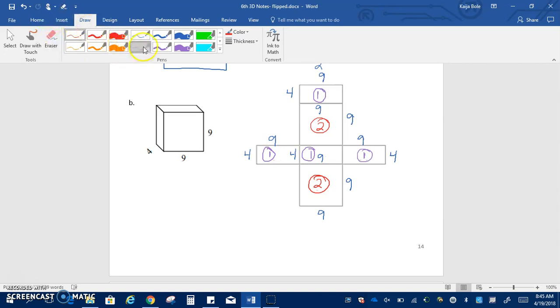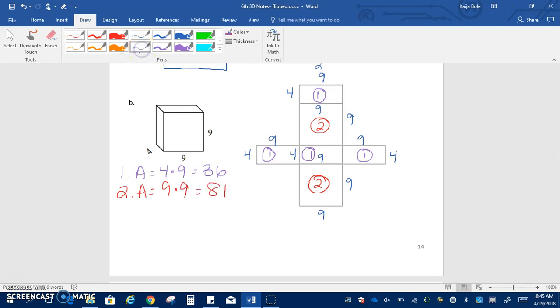Okay, so for our number 1s, to find the area, it's just a rectangle, so we're going to do length times width. So we're going to have 4 times 9, which is 36. And then for our number 2s, again, length times width. So for this one, we're going to have 9 times 9, which is 81.